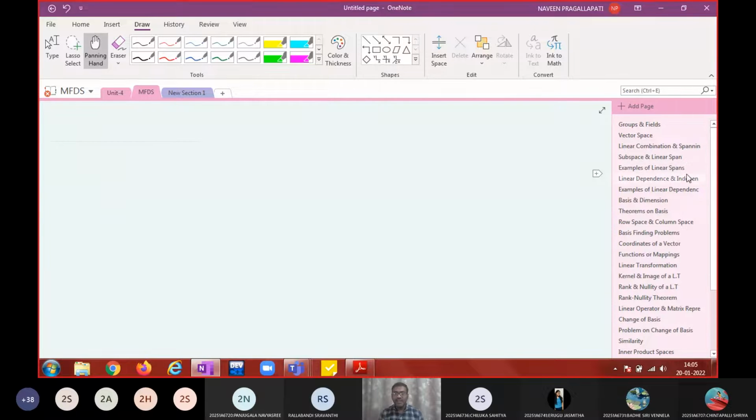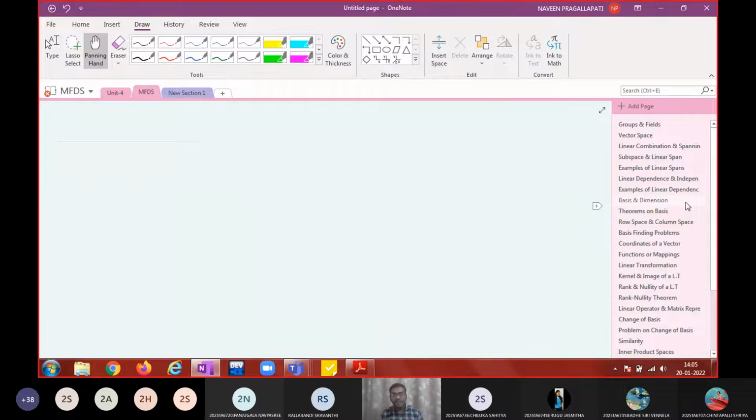After that we have seen some examples of linear spans, and after that we discussed linear dependence and independence. If you can rewrite one vector as a linear combination of the remaining vectors, then all those vectors are said to be linearly dependent, otherwise they are said to be linearly independent. And we have seen some examples, and how to identify whether a given set of vectors is linearly dependent or not.